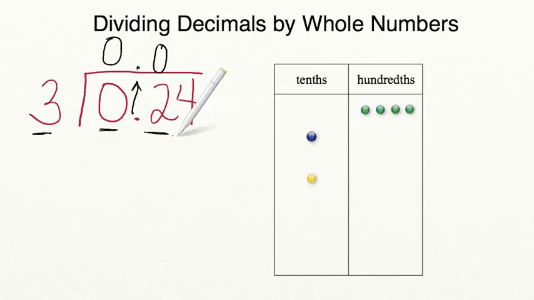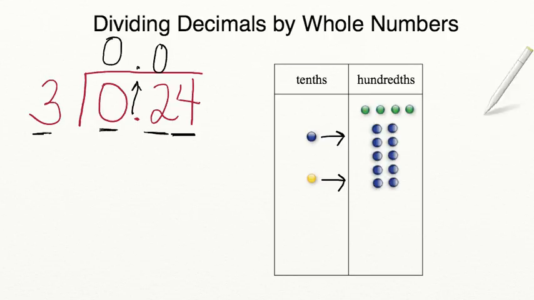So now we need to move to our hundredths place. In order to do this, we also need to regroup the tenths in our diagram so that we now have hundredths. That way, we can split our hundredths into 3 equal groups. So I'm going to regroup 1 tenth into 10 hundredths and my second tenth into another 10 hundredths. So I have 24 hundredths in all. Notice, I'm still saying the same value. We just changed our tenths into hundredths.